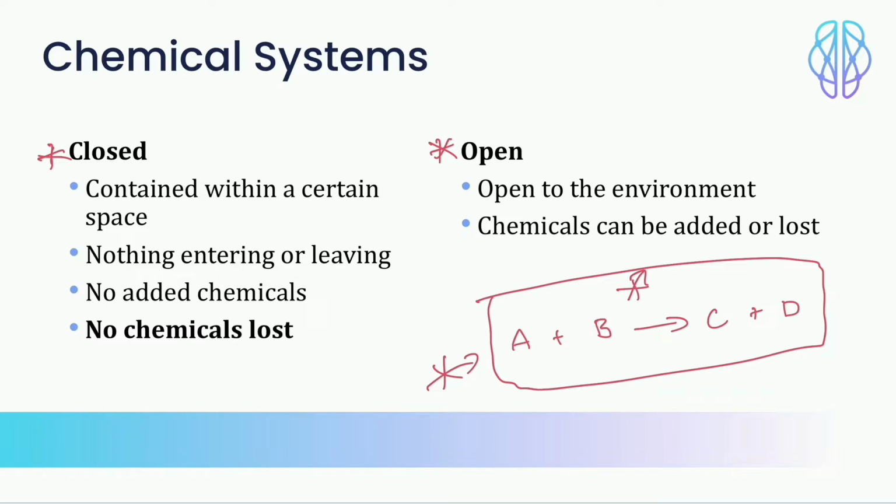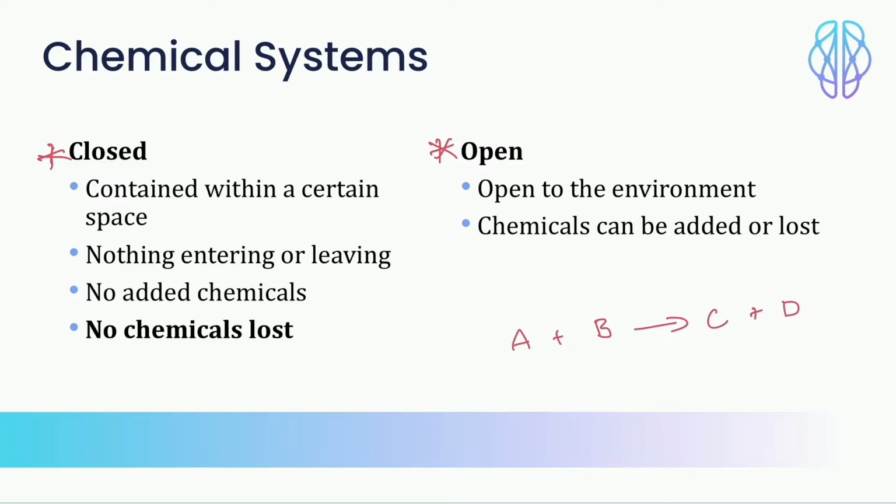So we have no chemicals added to our reaction, nor do we lose any chemicals. We can't add any A or B, or add any C plus D, nor are we losing any of our chemicals to the environment. And that's where an open chemical system comes into place. So we have an open environment. I'm going to take away this box, and what we can see now is that chemicals can be added or they can be lost.